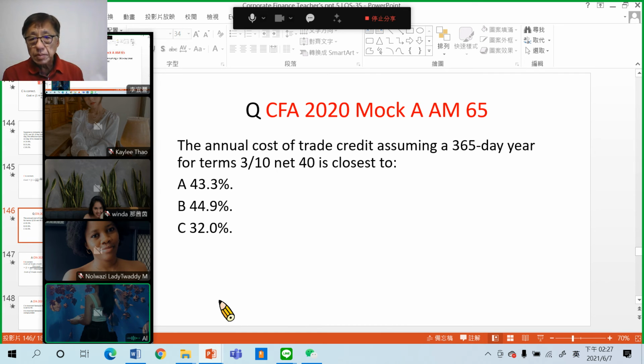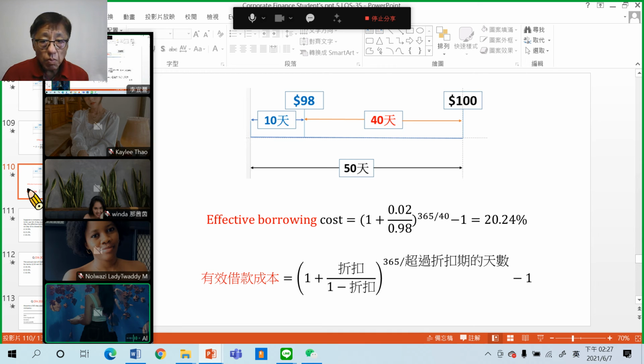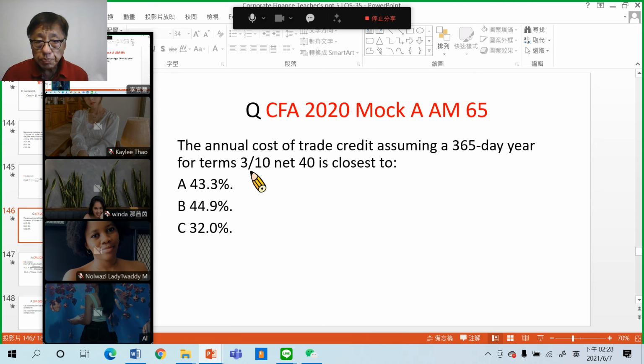So we are group 4, L, and we will begin with page 112. For the question in this slide, we will apply the formula from page 110 to calculate this question. We will have 3/10 net 40, which means we get the 3% discount if we pay within 10 days, and the total number of days is 40 days.